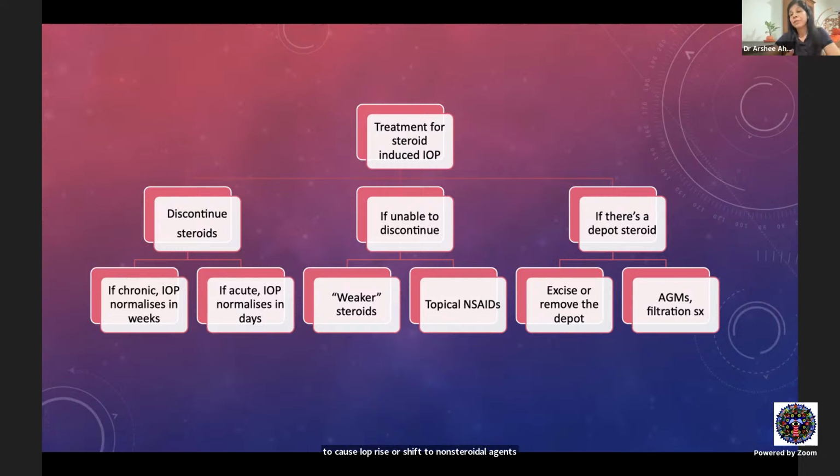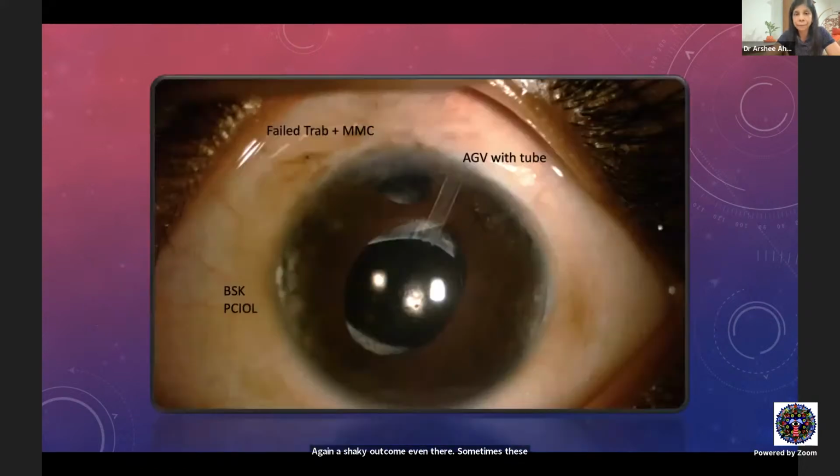If the patient has already received a posterior subtenon's injection, for example, a depot steroid, you can try to excise it. But ultimately, any uveitic glaucoma patient would require either anti-glaucoma medication or filtration surgery like a trabeculectomy with the use of MMC, or again, a shaky outcome even there. Sometimes these patients end up requiring glaucoma drainage devices.